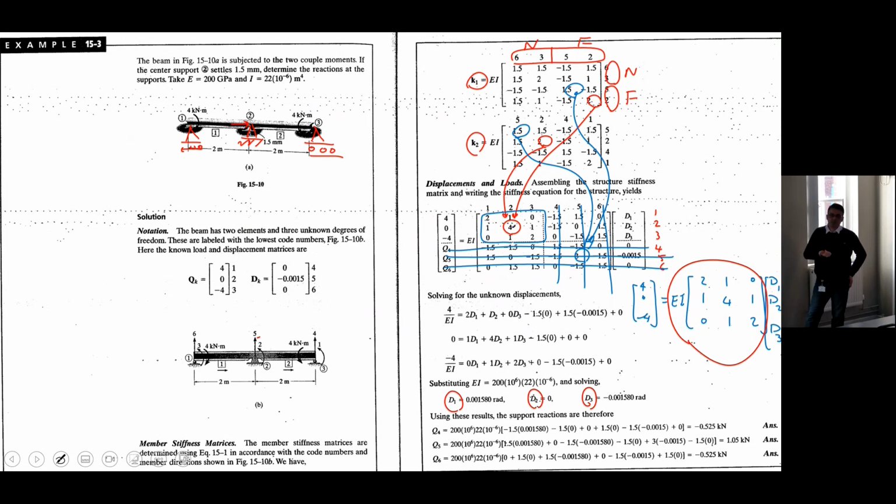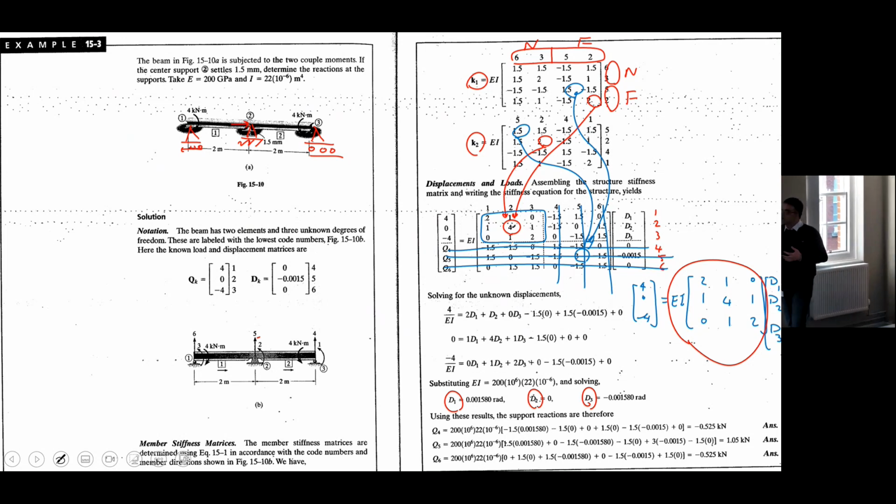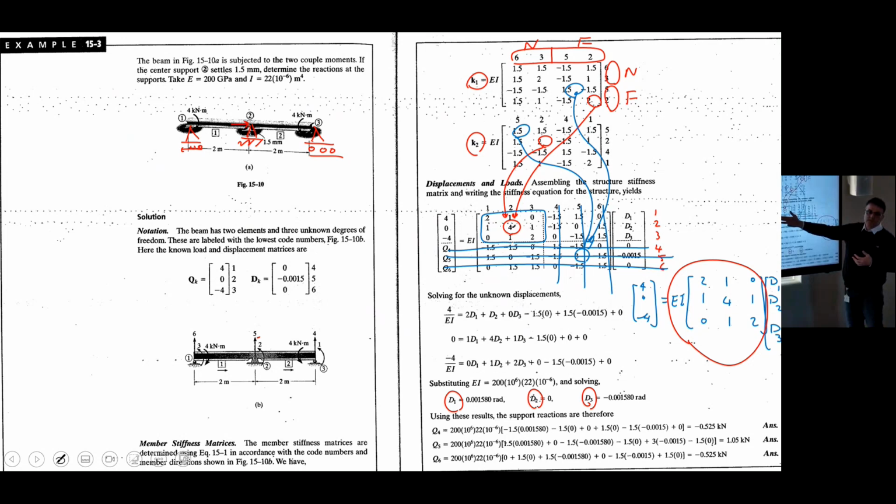If you are interested in calculating the support reactions, you should go back to those 3 rows and columns you eliminated. Q4 is this row multiplied by this column. Q5 is this row multiplied by this column. Q6 is this row multiplied by this column.